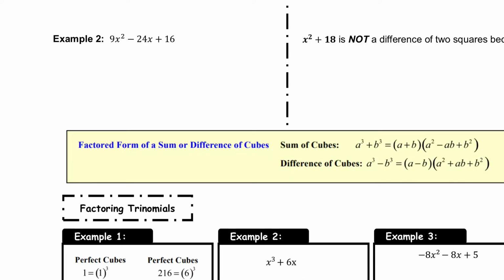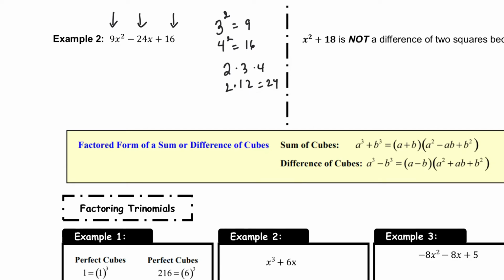In this case, we have a leading coefficient of 9x squared, and we also have a constant of 16. We know that 3 squared gives you 9, and we know that 4 squared gives you 16. So 3 times 4 gives you 12, and I'm checking if this is a perfect square, and it is a perfect square.